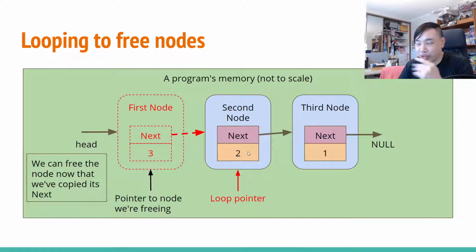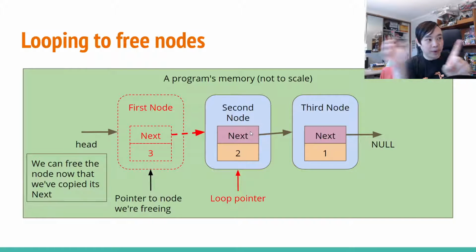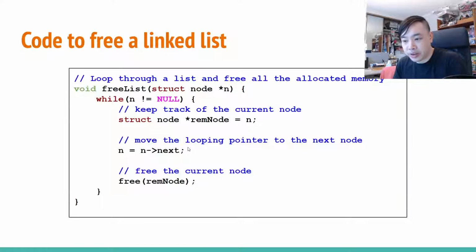Sorry, I don't have more diagrams of the same thing. The loop pointer will move along again. The free node pointer will come to this one and we'll free it. So this way we're going to go through the list and eat up all of the elements of the list and free them. Code's going to look a little bit like this.